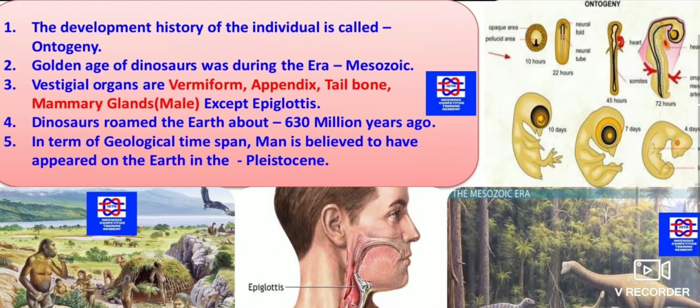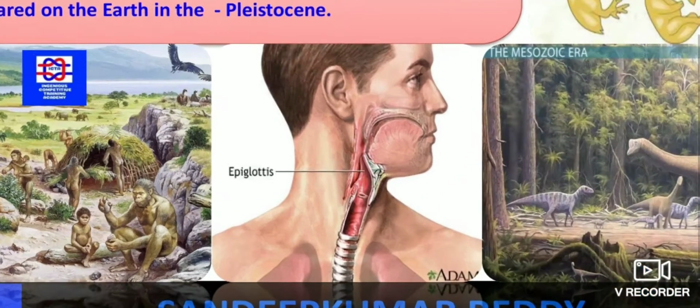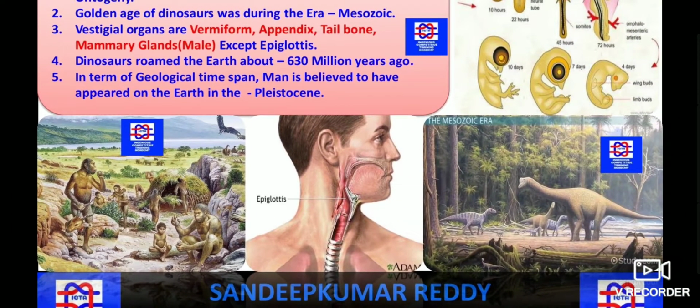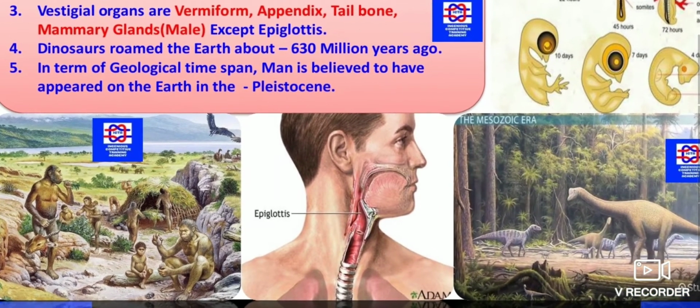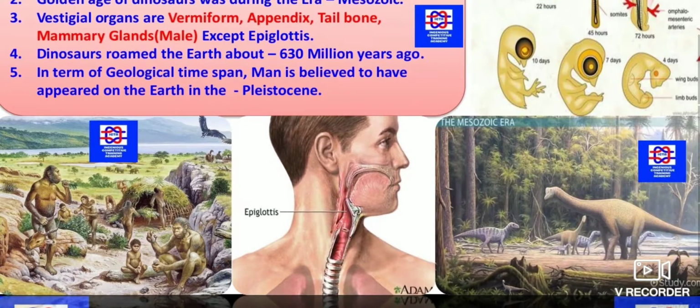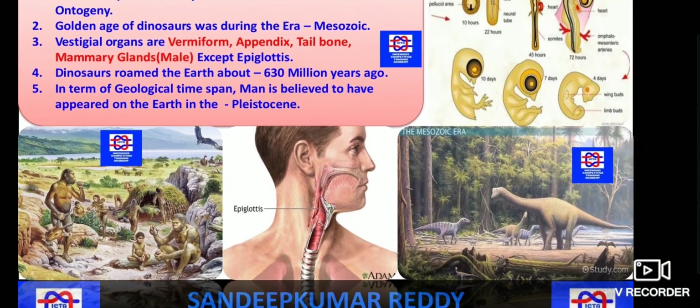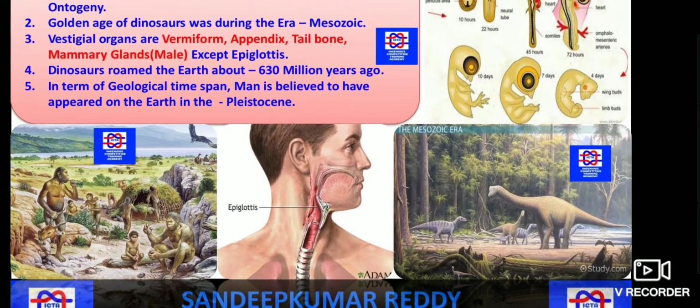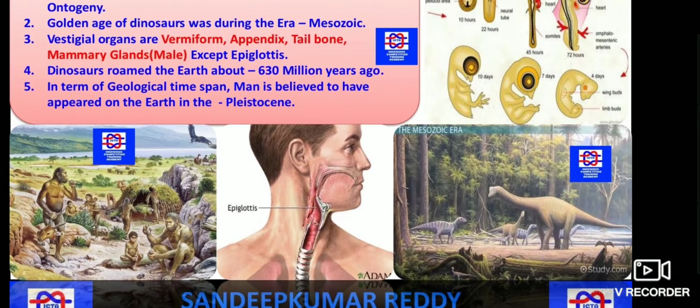Next we have vestigial organs. As we are aware, vestigial organs are the vermiform appendix, tailbone, and mammary glands in humans. These are all vestigial organs which are of no use, except the epiglottis. As you can see, the epiglottis is down below near the throat. This is not a vestigial organ, it is a useful organ. Dinosaurs roamed the earth around 630 million years ago. As you can see, the Mesozoic era occurred then, and dinosaurs roamed at that moment.